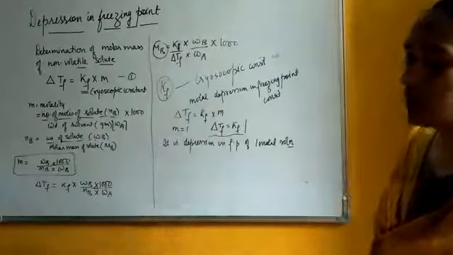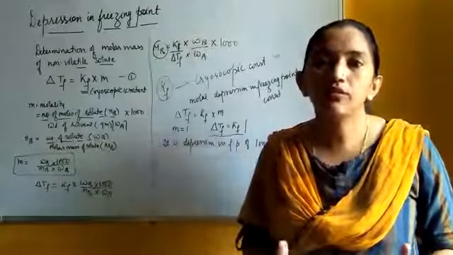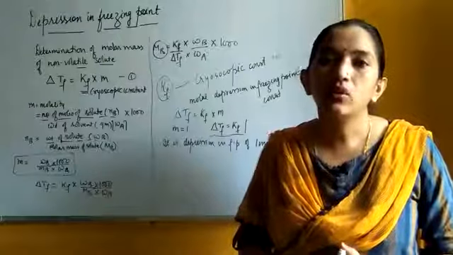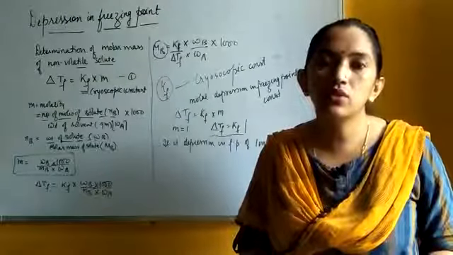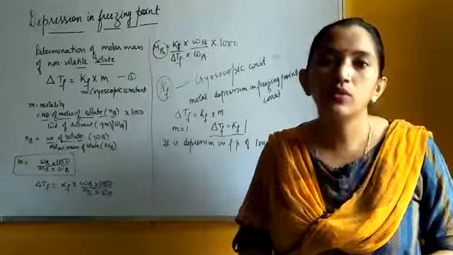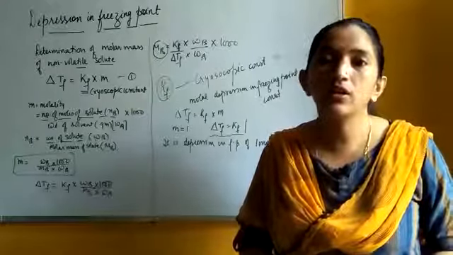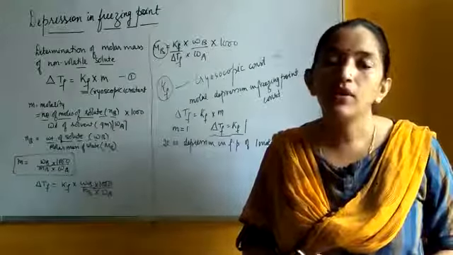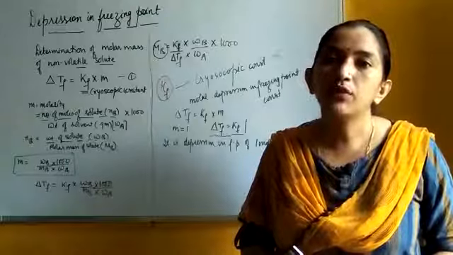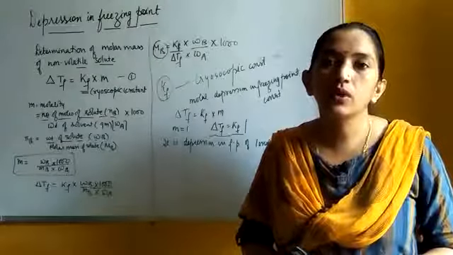Now comes where we can apply this depression in freezing point. In the cold areas where the roads are covered with snow, to remove the snow and get the road clear, sodium chloride or anhydrous calcium chloride are added. Why? Because they lower the freezing point. As a result, it becomes easier to get the road clear.